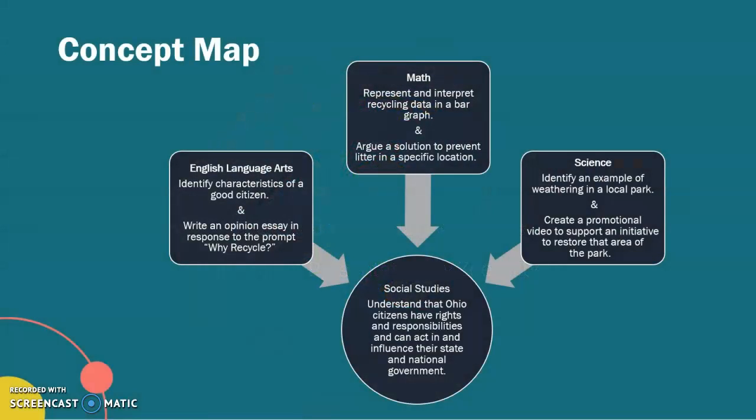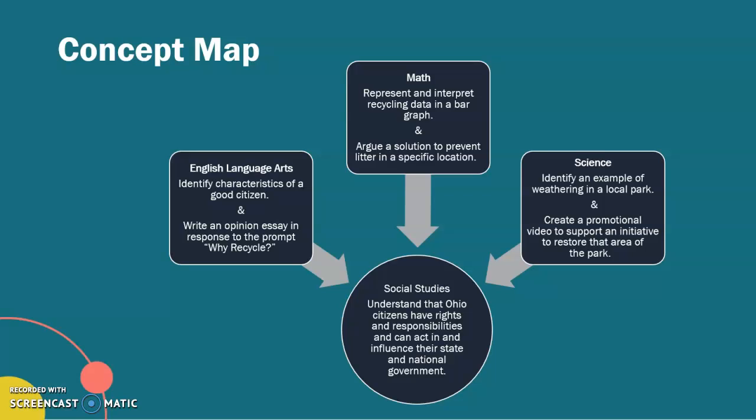All right, so let's take a closer look at the details of how this unit is structured. You can see that there is an overarching social studies concept, but then there are also three different components that correspond to the three content areas that we are going to use to teach this social studies concept.